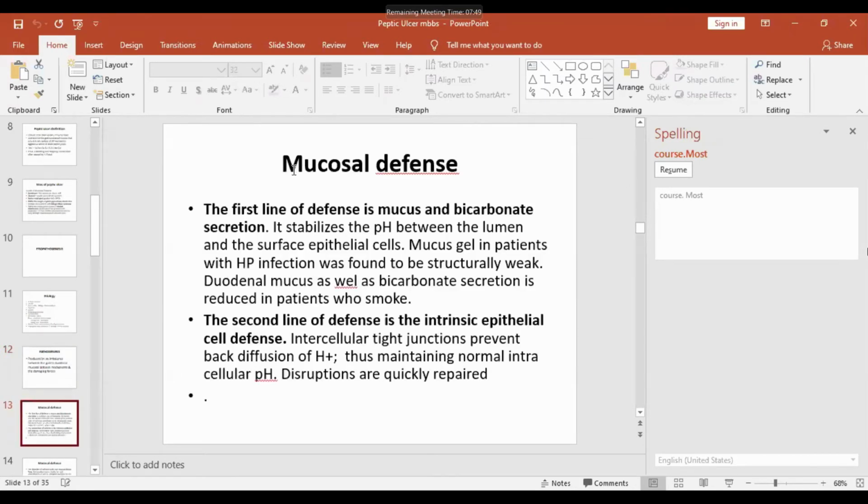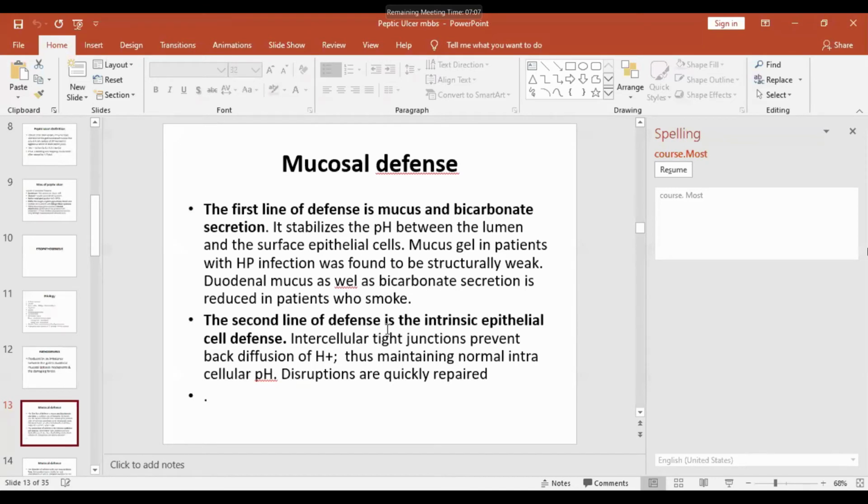Now these are the defending agents, mucosal defense, as I told you earlier. The first line of defense is mucus, bicarbonate and the surfactant, and it stabilizes the pH between the lumen and the surface epithelial cell. Mucus gel in patients with H. pylori infection was found to be structurally weak, so that's why ulcer more commonly occurs in H. pylori. Duodenal mucosal bicarbonate secretion is reduced in patients who smoke cigarettes.